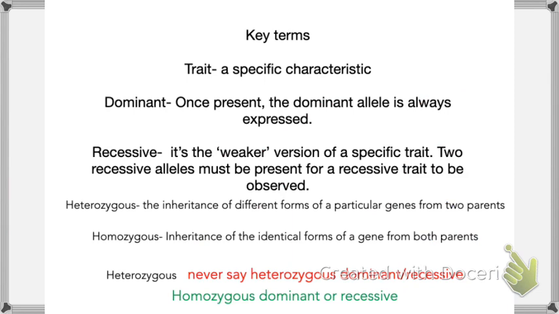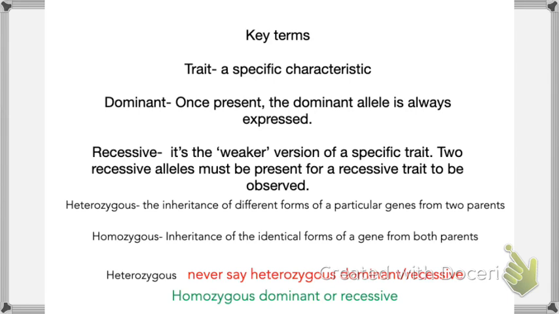So let's look now at some other key terms. There is the word trait. A trait is a physical, specific characteristic, right? So let's say your ability to roll your tongue, whether your earlobe is attached or not, whether your thumb has an angle when it's upright. Those are traits. Some traits are dominant while others are recessive.